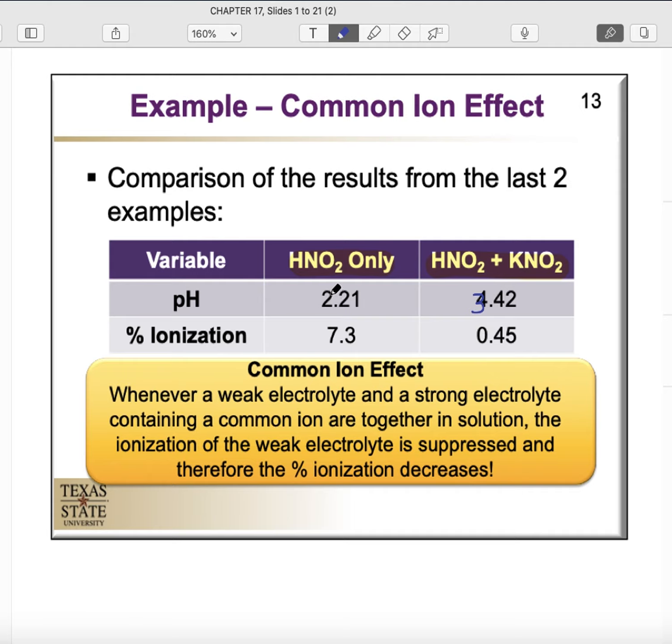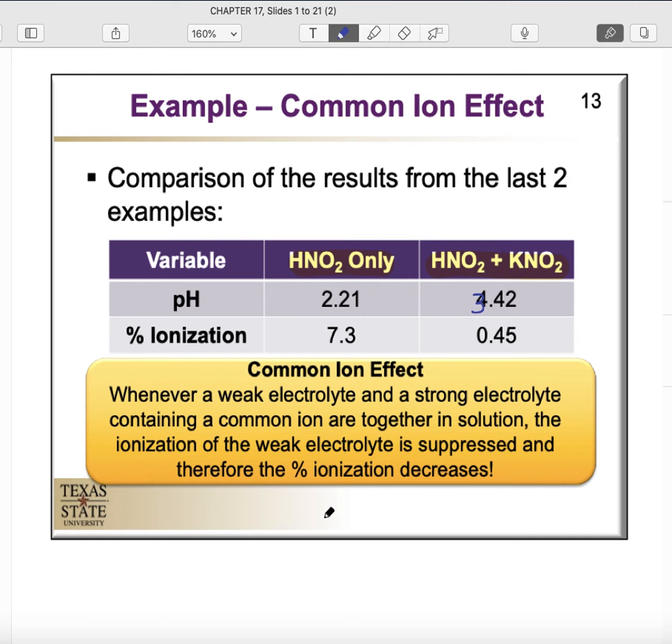So again, the pH increases because we have suppressed the dissociation of the acid. One other thing that we see is that actually the percent ionization of that acid goes down, as we expect. Again, the percent ionization is the same thing as the percent dissociation. So everything checks out as we expected.